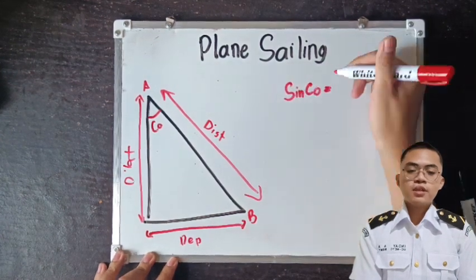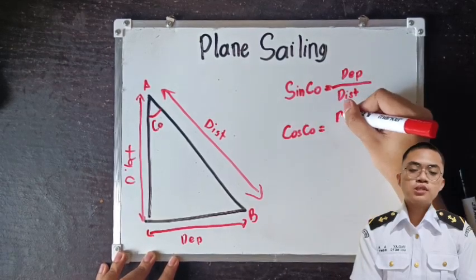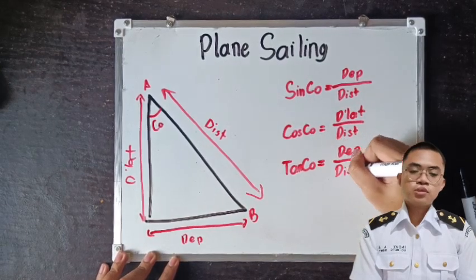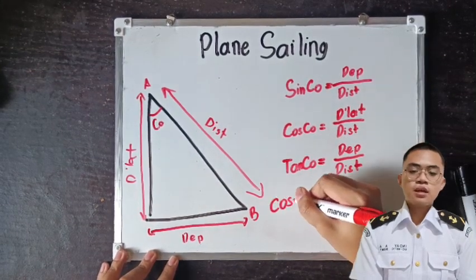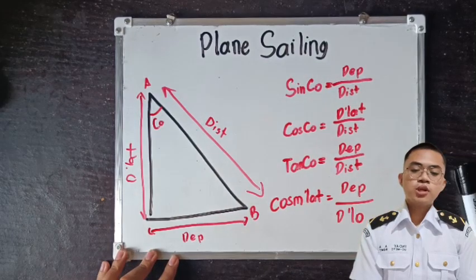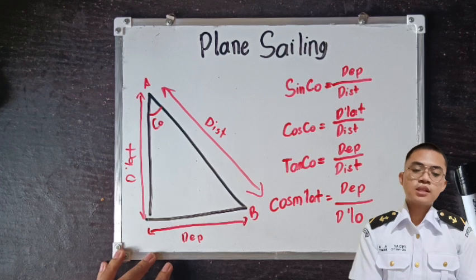We have sine course is equal to the departure over distance, cosine course is equal to the difference of latitude over distance, and tangent course is equal to the departure over d lat. Another formula used is cosine mlat is equal to the departure over d long. Mlat means mean latitude. If both points are in the same hemisphere, we will add both latitudes and divide by 2, and subtract if they are not in the same hemisphere.